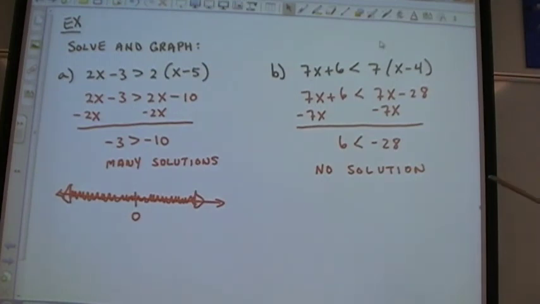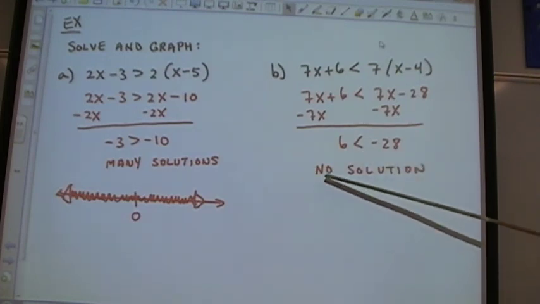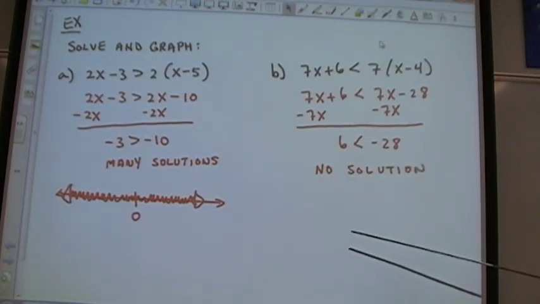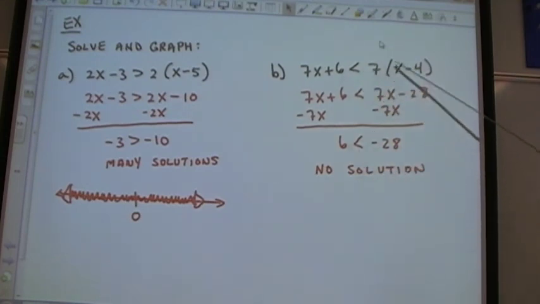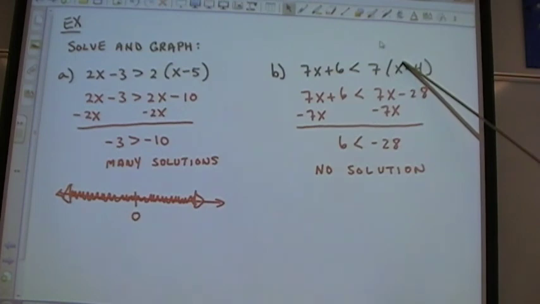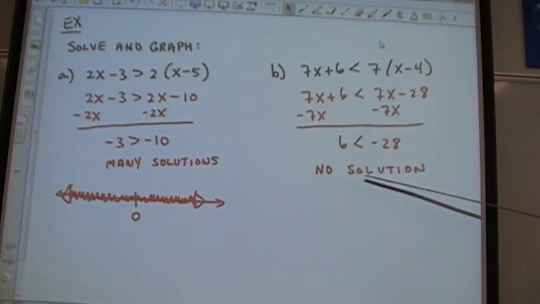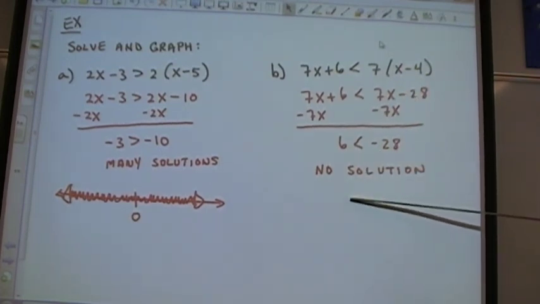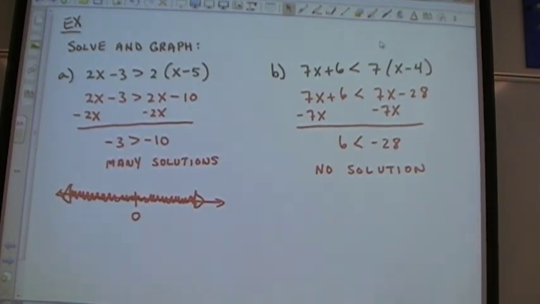6 will never be less than negative 28. So your answer is no solution. There's no number on the number line that you could plug in for x to get this to be a true statement. To represent it graphically, you could just not draw anything, but you could also draw a blank number line if you want. Okay? Any questions on those?